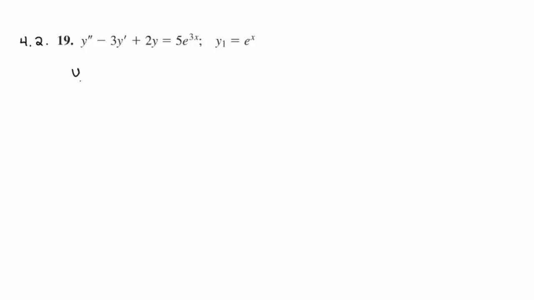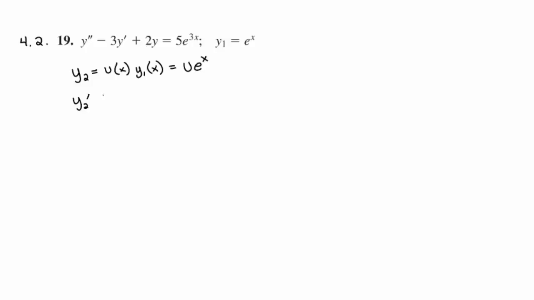So recall that if we create a second solution using reduction of order, we're going to assume that the second solution is u of x times y sub 1 of x. And if you forgive my notation, I am actually going to stop writing of x here. I'm going to replace y sub 1 with e to the x. And then what we're going to do is plug this y sub 2 into our differential equation to see what the conditions on u are.